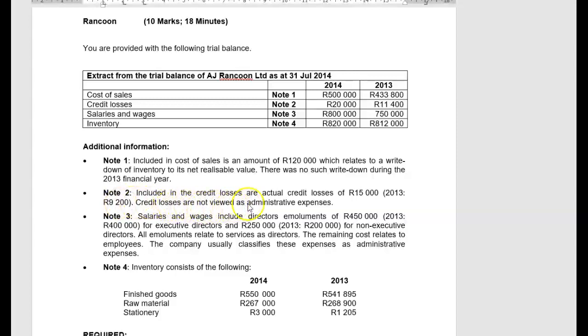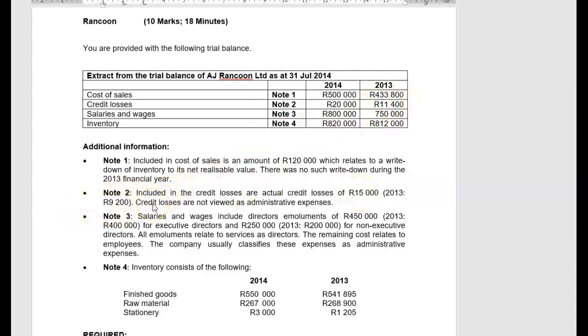Credit losses are not viewed as administrative expenses. Guys, now what we have to disclose according to IAS 1 is actual credit losses written off. Now, why will that be 15,000 and that credit losses amount there is 20,000? And that one is 11,400 and that one is only 9,200?